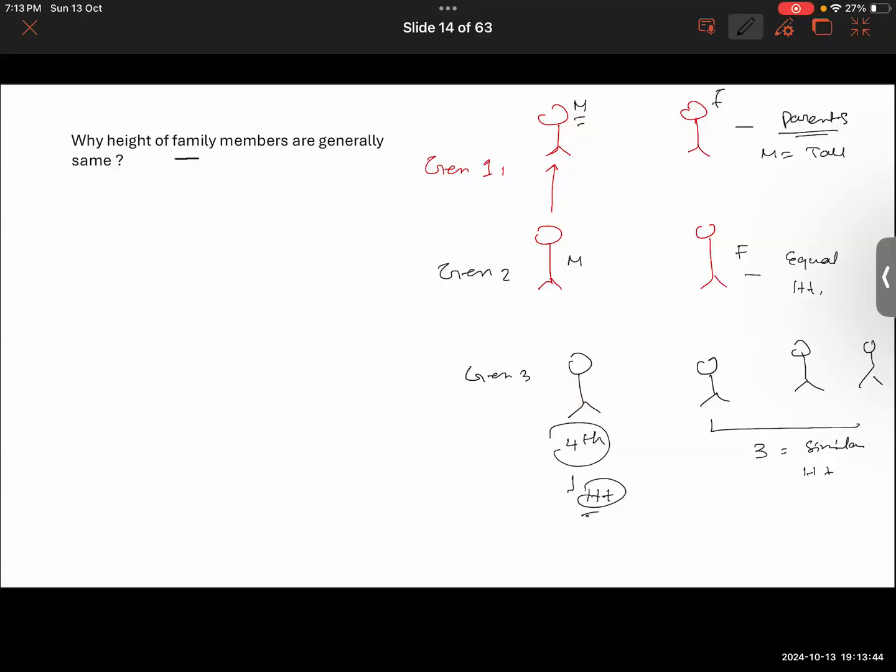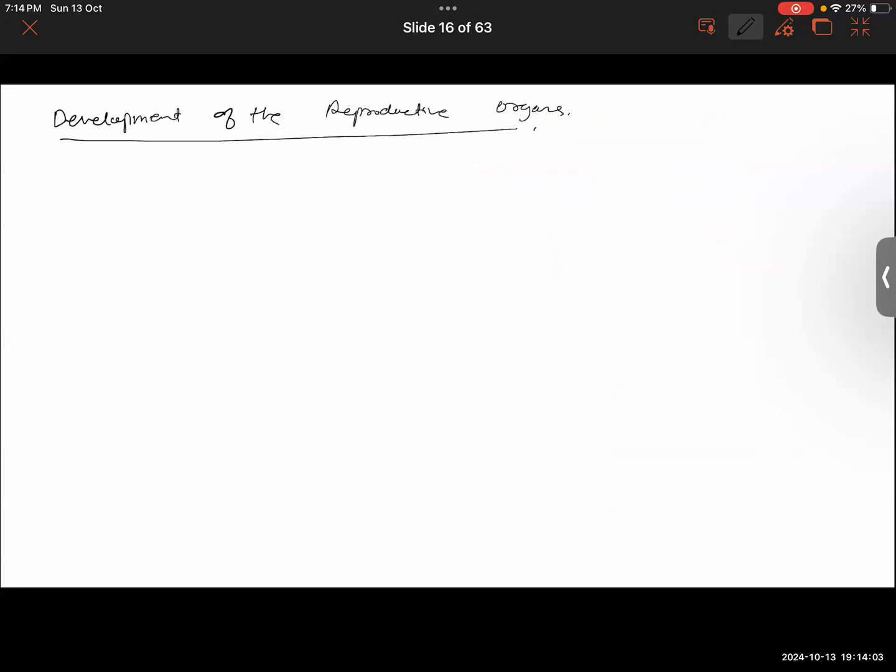So although the height of family members is generally the same, there can be some exception that we are seeing, that in the third generation, one of the children is taller as compared to the others. And he is the tallest in the family. Why? Because when we go to the first generation, the male parent was taller. So that could have been the reason.